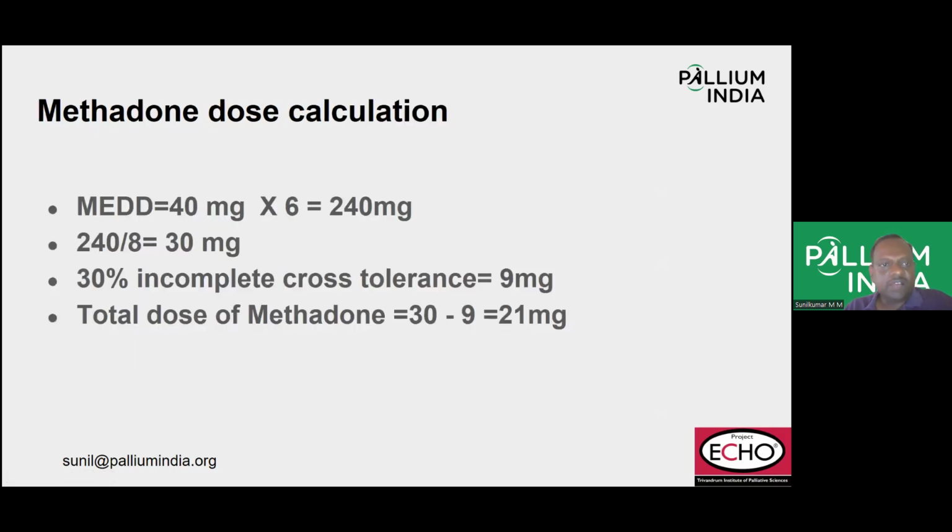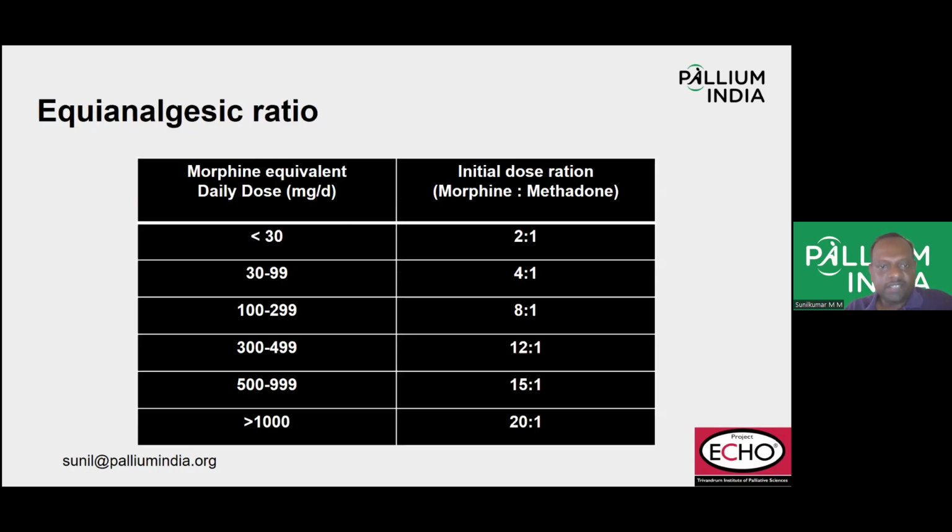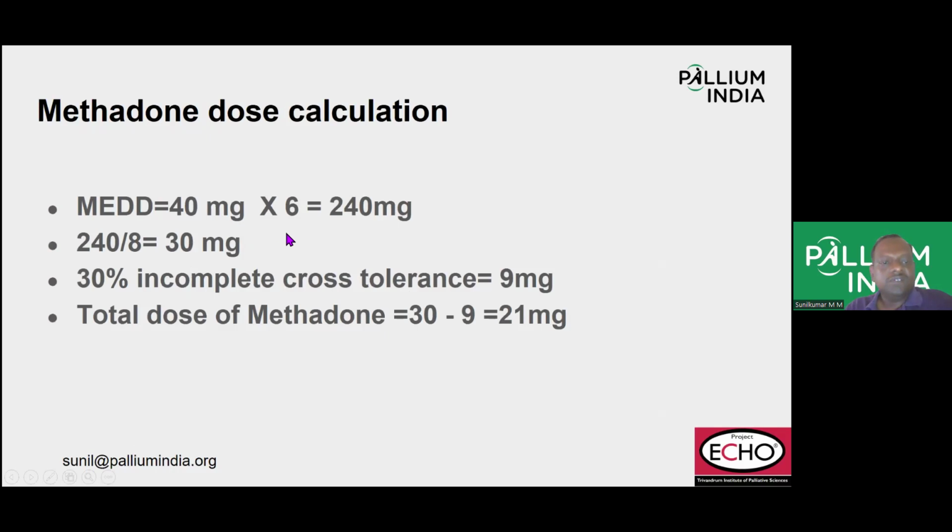So how do you calculate? So she was taking morphine 6 times, and that is 40 milligram 4 hourly. That means 240 milligram. So the equivalent would be, if you want to convert this dose of morphine, that is the morphine between 100 to 299, the potency is 8:1. So 240 divided by 8, 30 milligram.